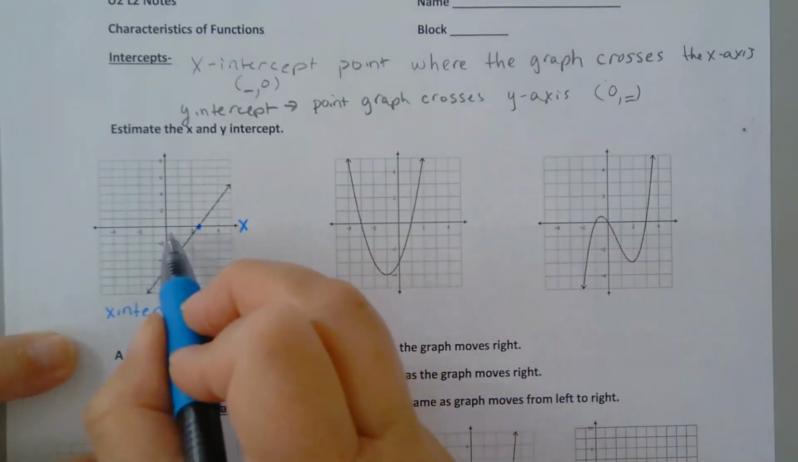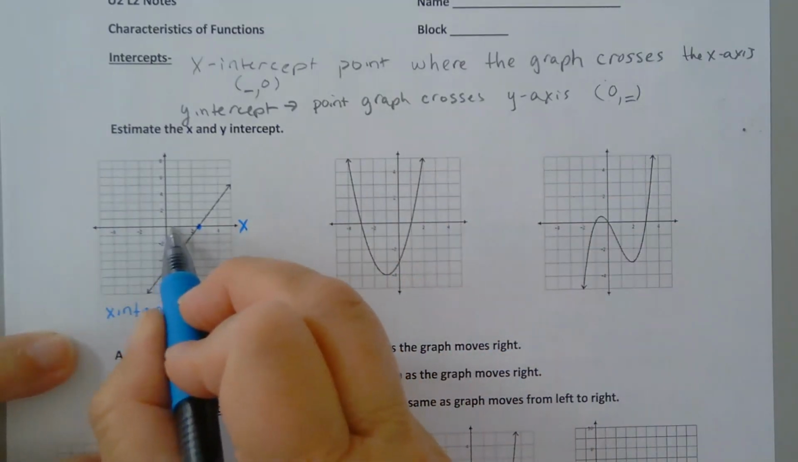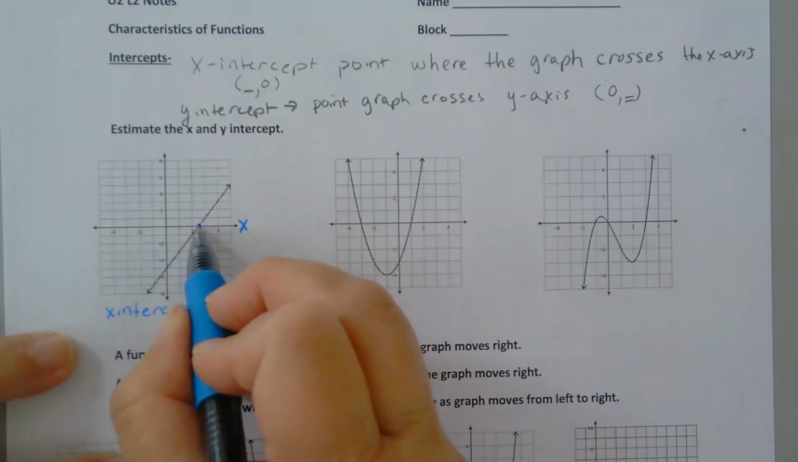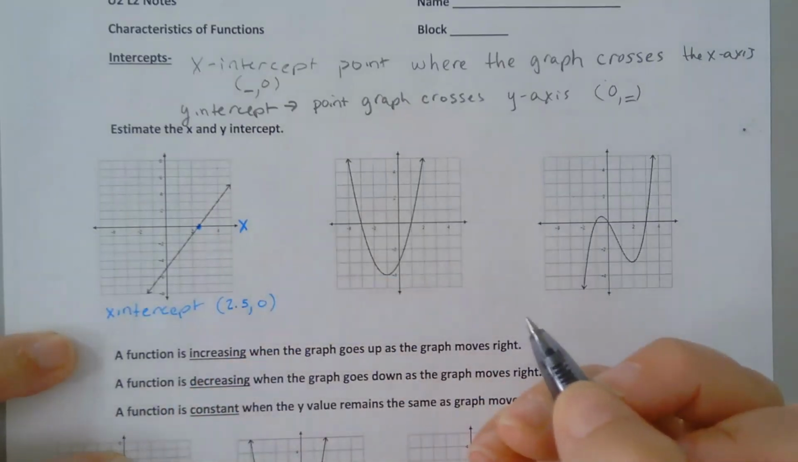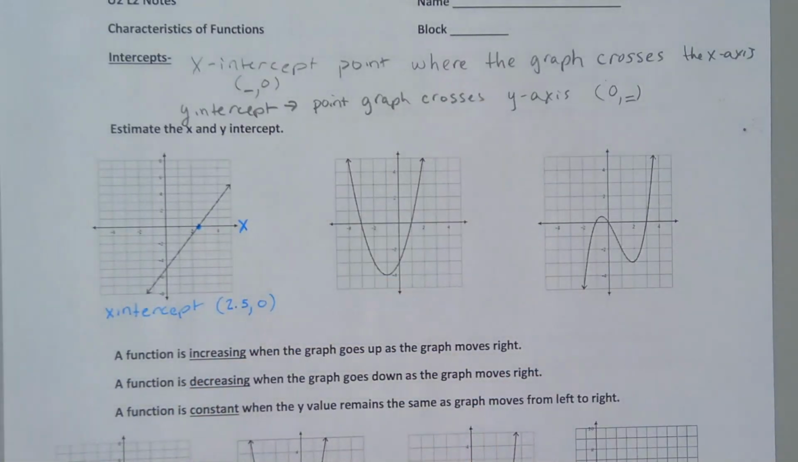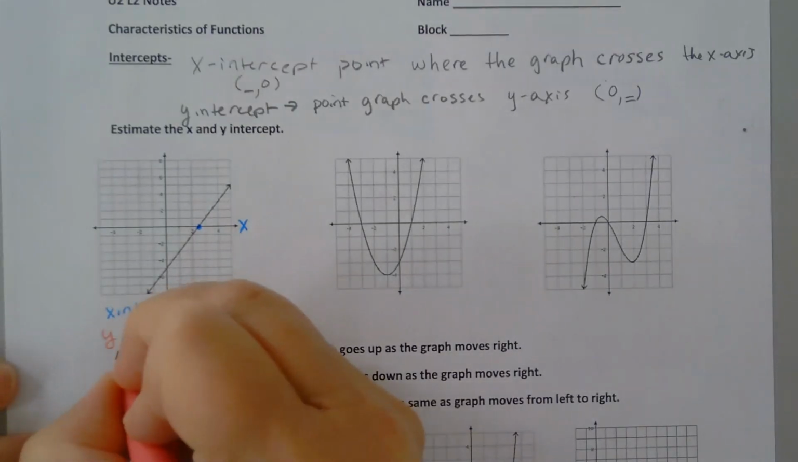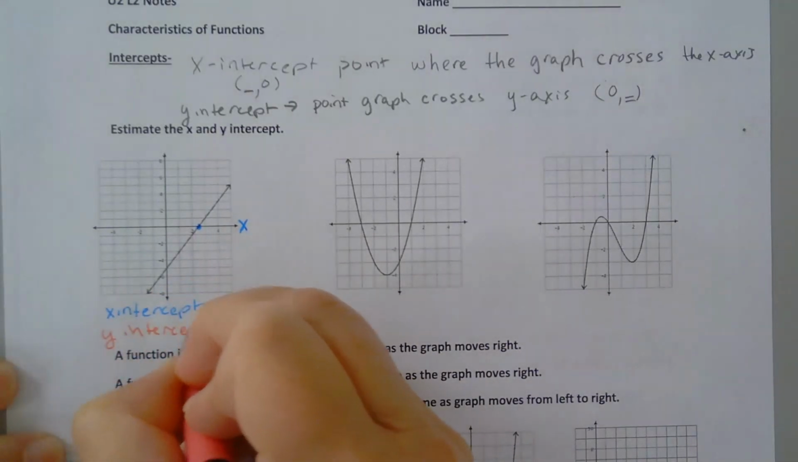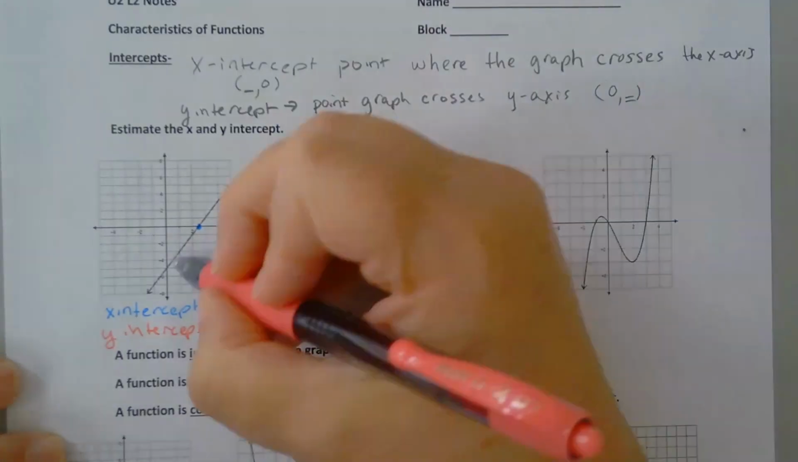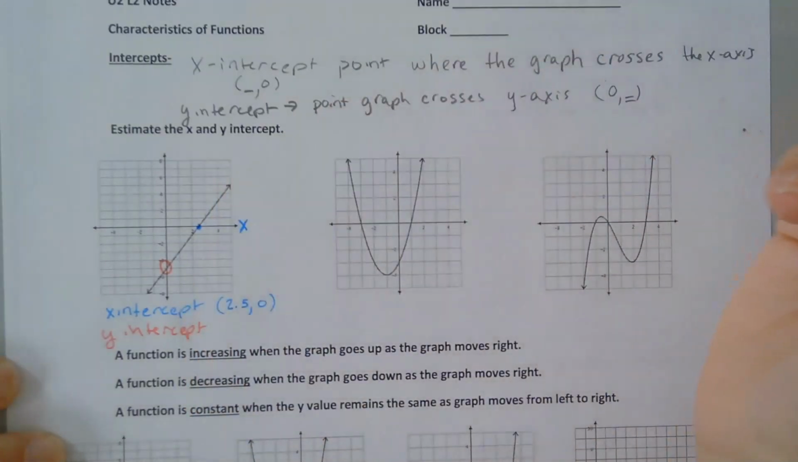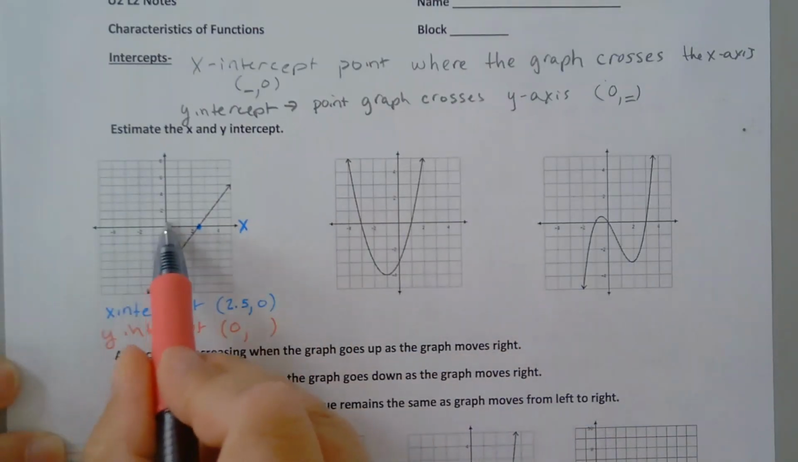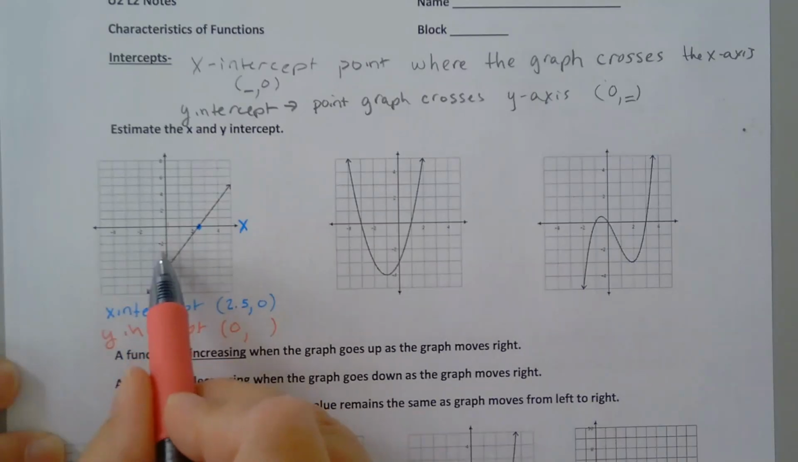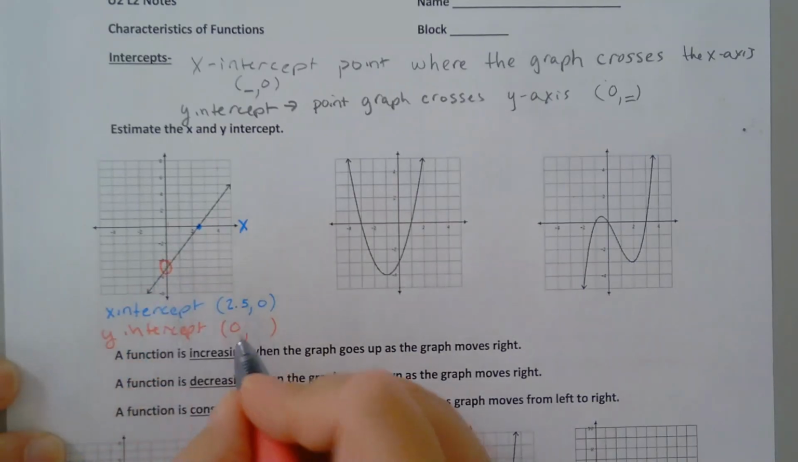So that point is approximately, let's see here, there's 1, 2, and this is 3. So that's about 2.5, comma 0. Notice there's a 0 in the y spot. So then let's think about the y-intercept. The y-intercept is the point where it crosses the y-axis, so that would be right there. So that one is going to have a 0 for x, and then it crosses the y-axis at -1, -2, -3, -4, -5.